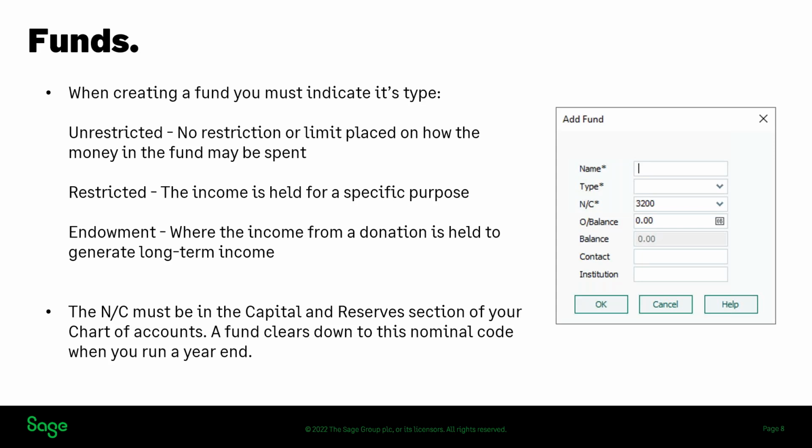Now, the nominal code, this is quite an important one. It must be in the capital and reserve section. So essentially the fund that you're setting up is going to be a balance sheet item. The nominal code that you specify at this stage must be in the capital and reserve section of your chart of accounts, and it will use that nominal code to clear down your values when you run a year end. A lot of people get this confused at this point, and they may pop in an income or expenditure nominal code, but it must be a nominal code in your capital and reserve section.